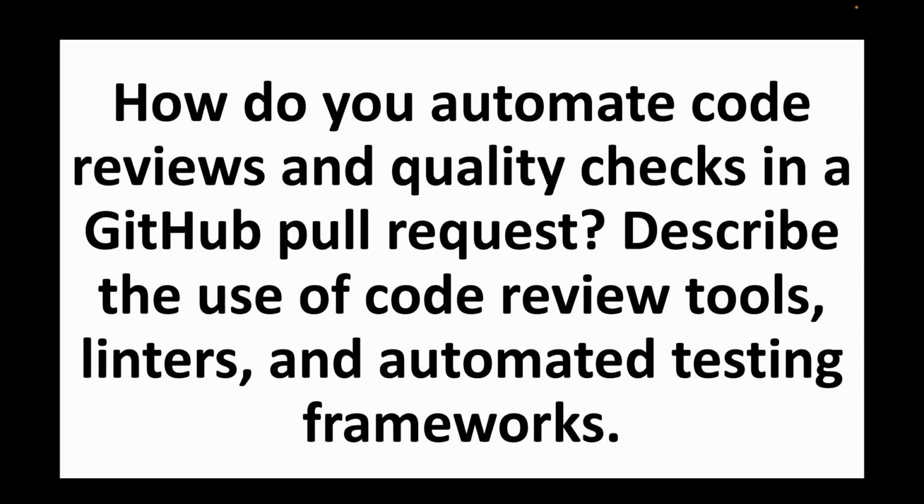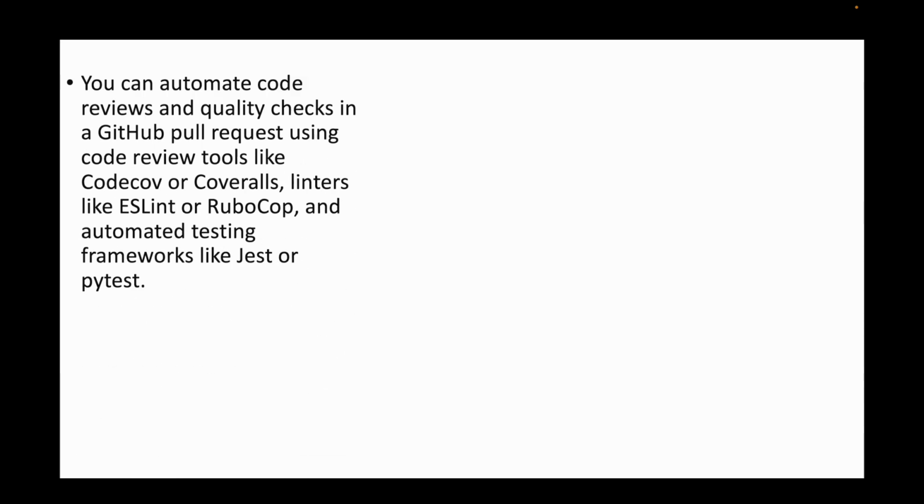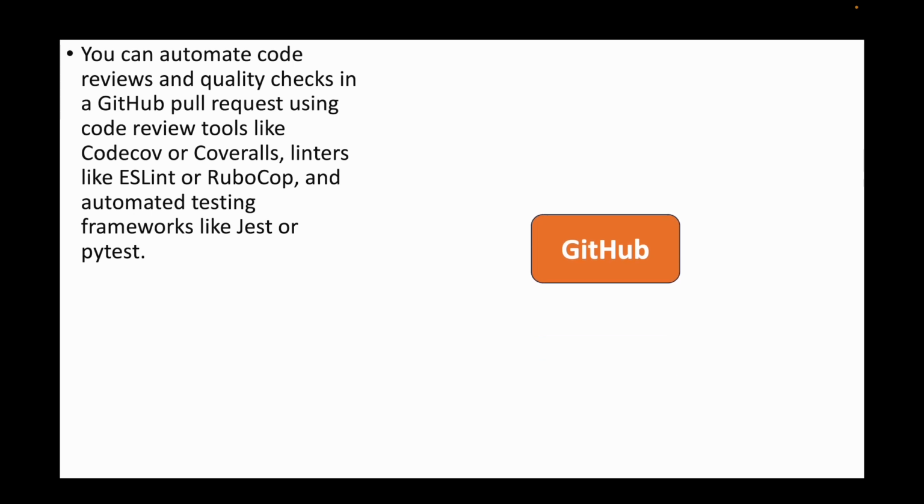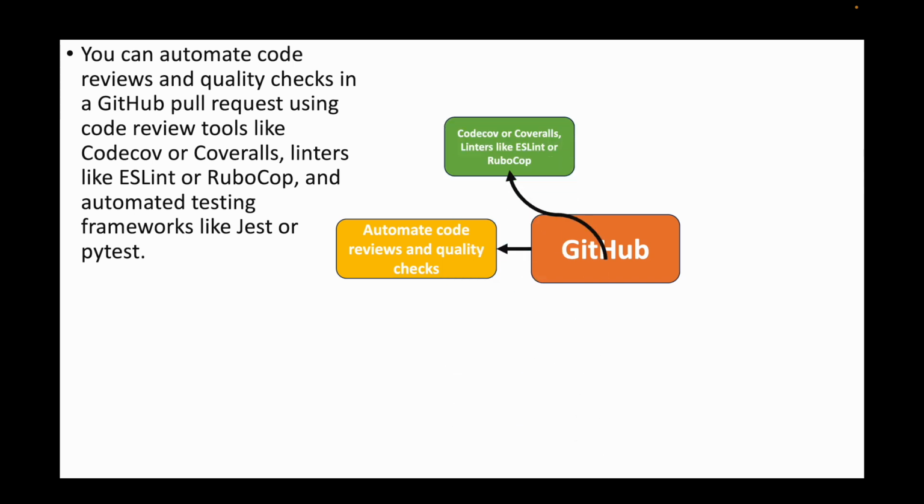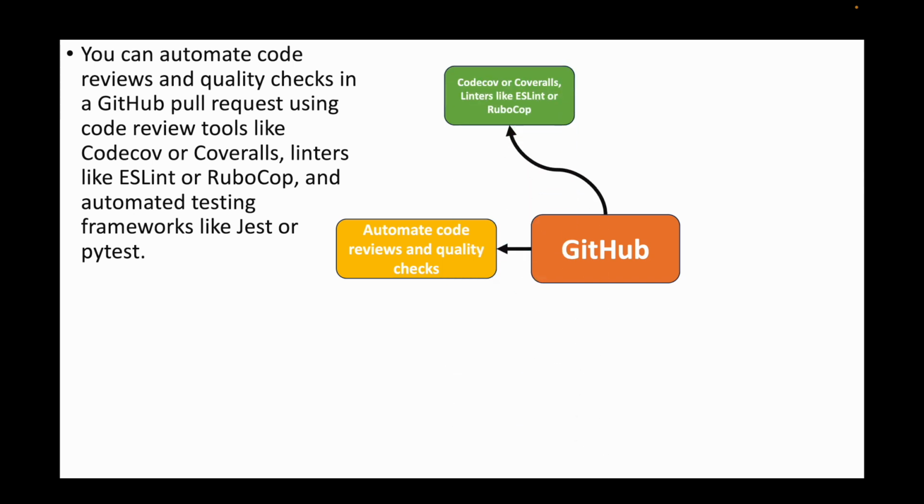The next question we have is, how do you automate code reviews and quality checks in GitHub pull requests? Describe the use of code review tools, linters, and automated testing frameworks. So we can automate the code review and also quality checks when we are creating a pull request by making use of code review tools. So we have tools like CodeCov or Coveralls that can be used.